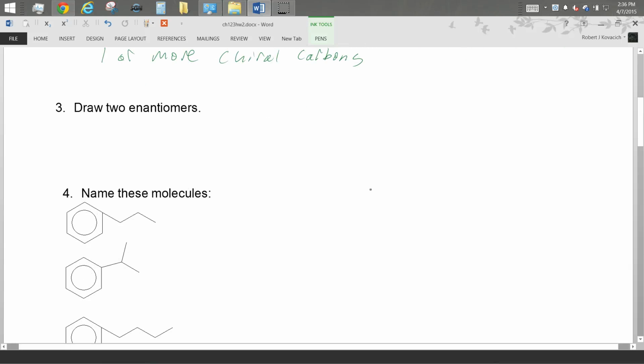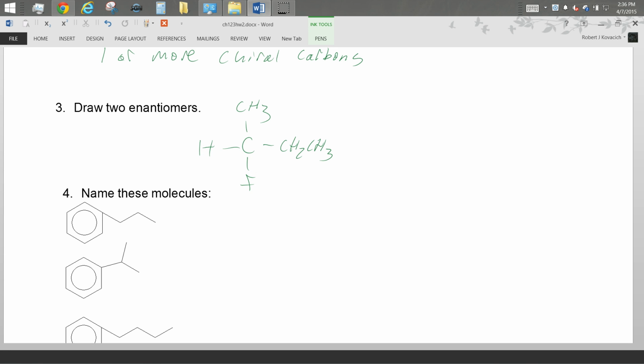So draw a couple enantiomers. How about a carbon that's got a methyl group, an ethyl group, a fluorine, and a hydrogen. So that carbon that's in the center there, it's attached to 4 different atoms, right? What atoms is that carbon attached to? A hydrogen, a fluorine, a carbon, and a carbon.